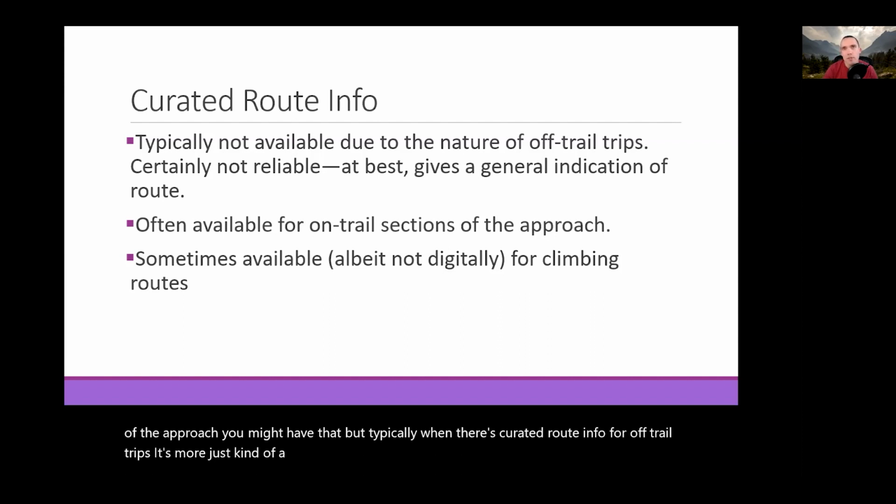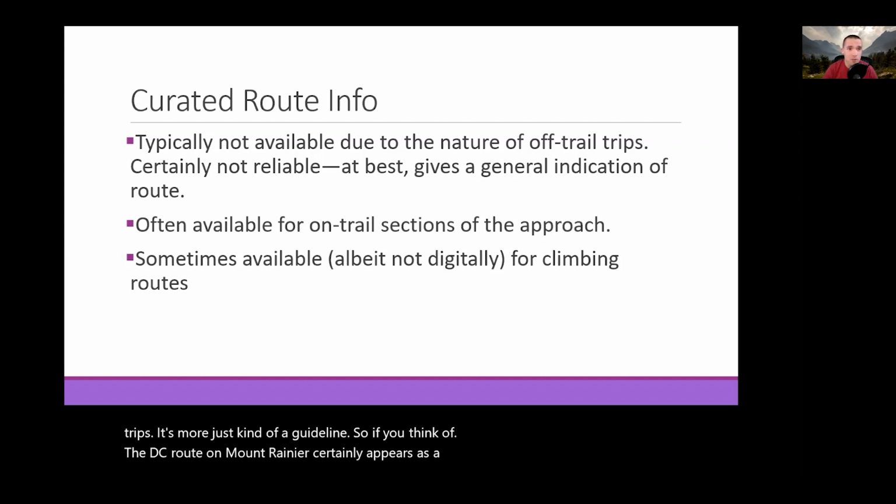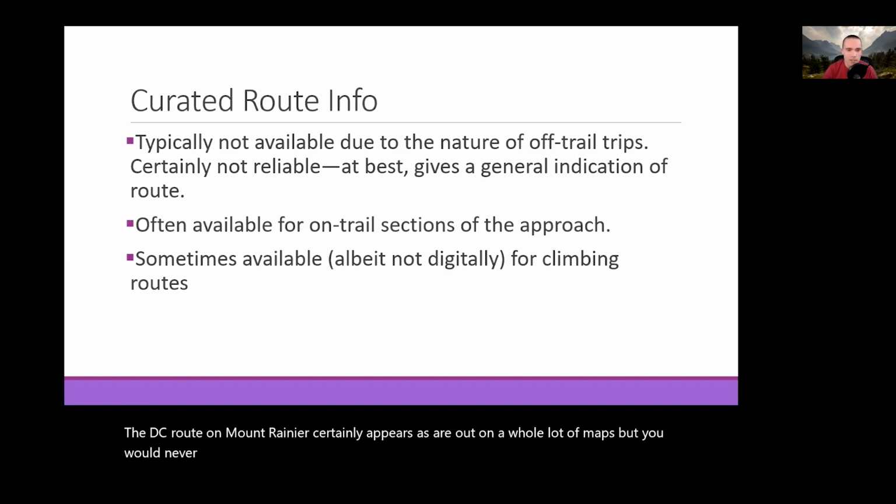So if you think of the DC route on Mount Rainier, it certainly appears as a route on a whole lot of maps, but you would never just follow that line, because the actual route you would take is going to depend entirely on what's going on with the glacier. So at best, they give a general indication of the route.